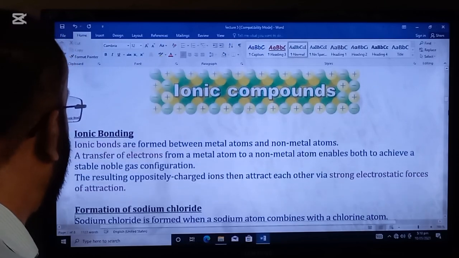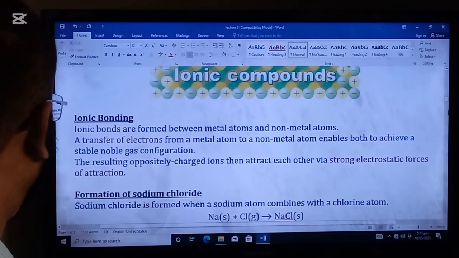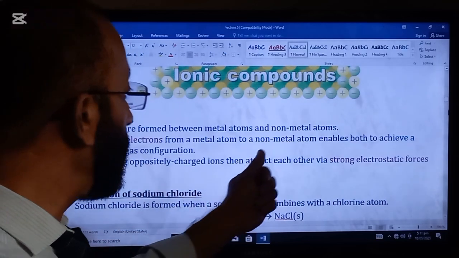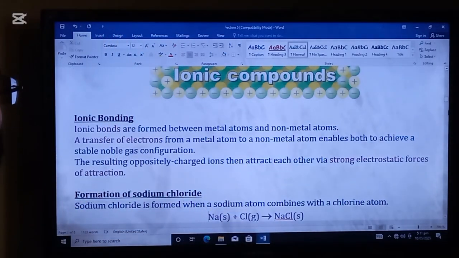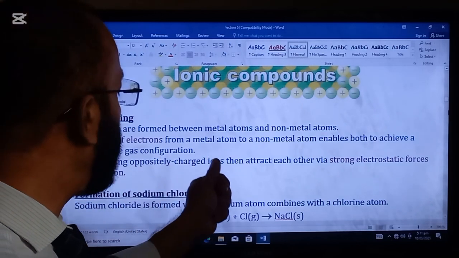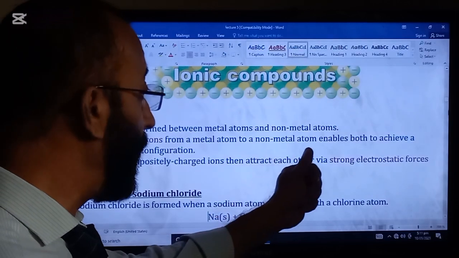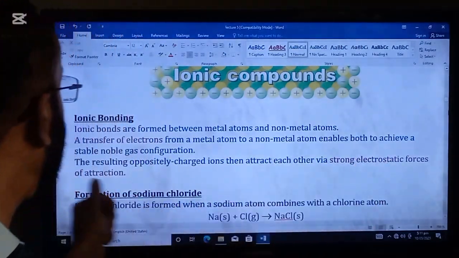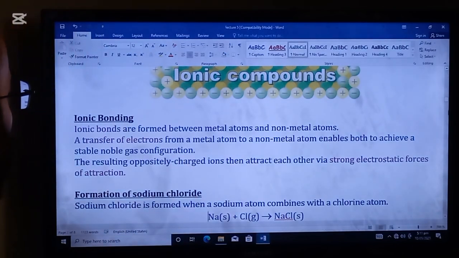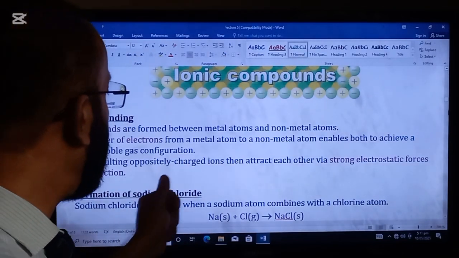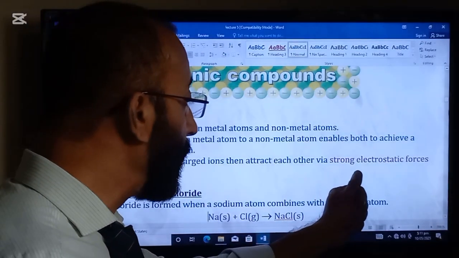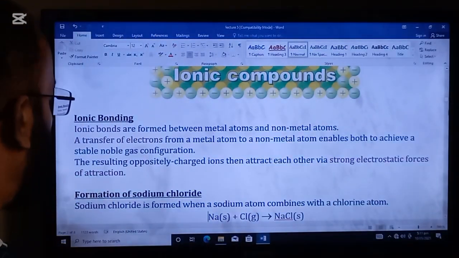Next topic is ionic bonding. Ionic bonds are formed between metal atoms and non-metal atoms. A transfer of electrons from a metal atom to a non-metal atom enables both to achieve a stable noble gas configuration. The resulting oppositely charged ions then attract each other via strong electrostatic forces of attraction.